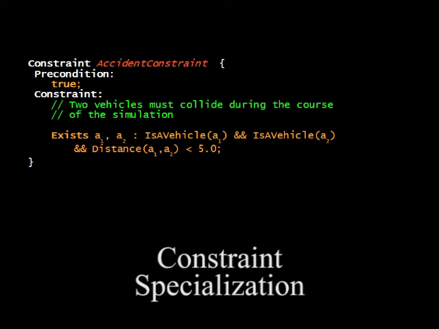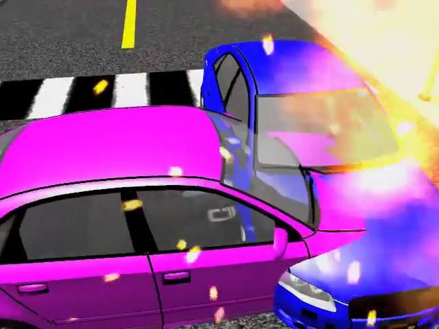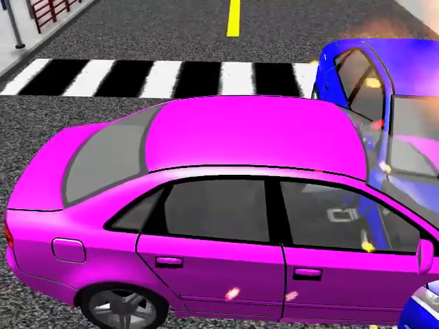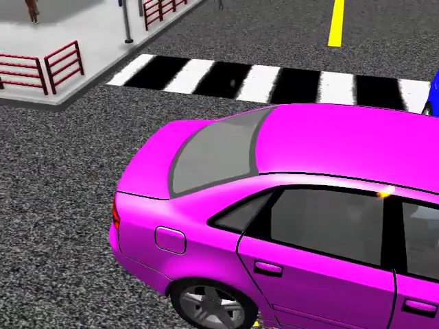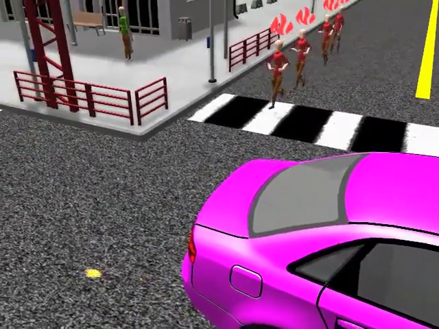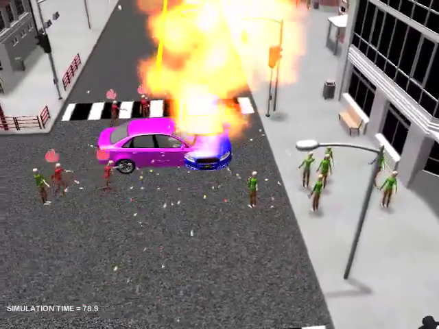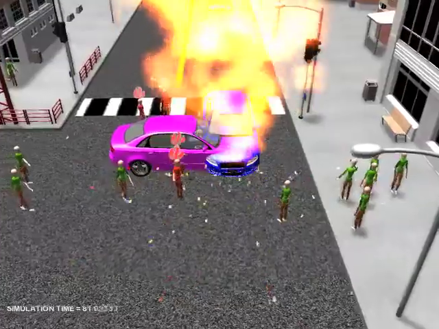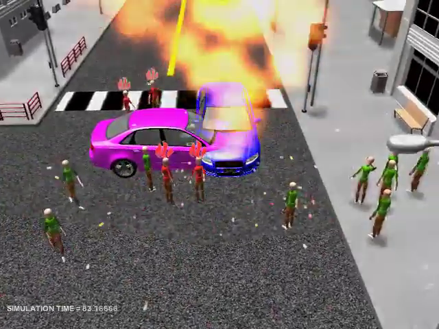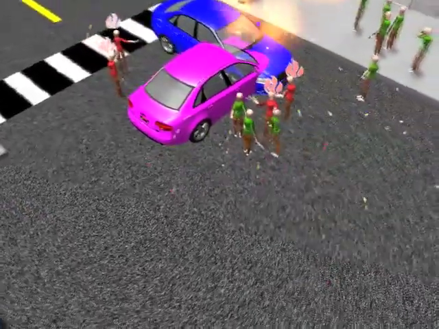We also authored a constraint that two cars must collide somewhere in the auto-generated scenario. None of the results shown here are pre-scripted. The crash and the events that follow are all automatically generated using our framework. These firefighters collaborate to surround and extinguish the two fires because they are given a common goal.